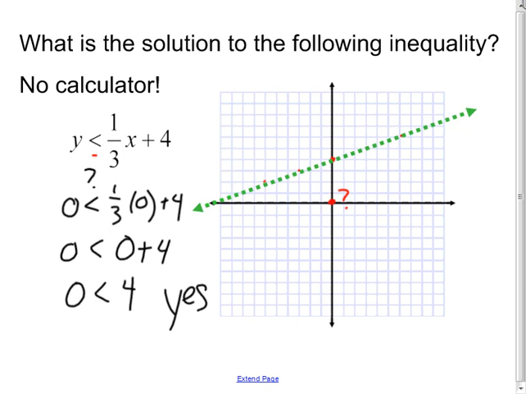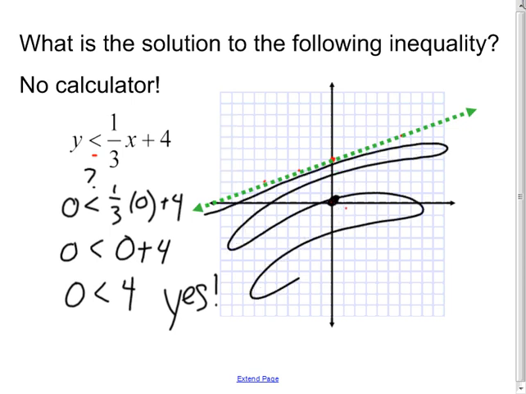Which means 0, 0 has to be a point. And the only way 0, 0 can be a point is if I shade down. So from that boundary line, I shade down. That is the solution to that inequality. So that's how we graph the inequality situations.